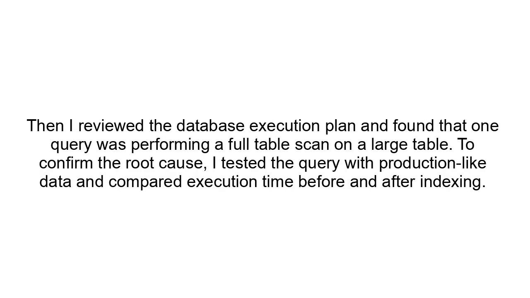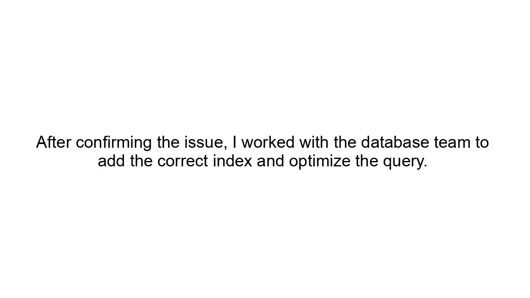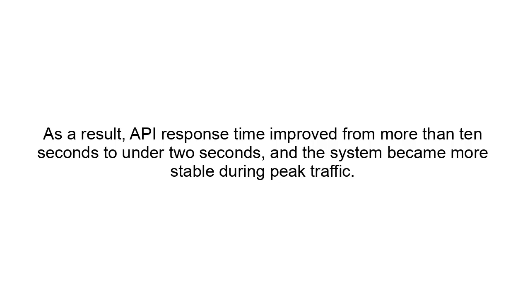Then, I reviewed the database execution plan and found that one query was performing a full table scan on a large table. To confirm the root cause, I tested the query with production-like data and compared execution time before and after indexing. After confirming the issue, I worked with the database team to add the correct index and optimize the query. As a result, API response time improved from more than 10 seconds to under 2 seconds, and the system became more stable during peak traffic.